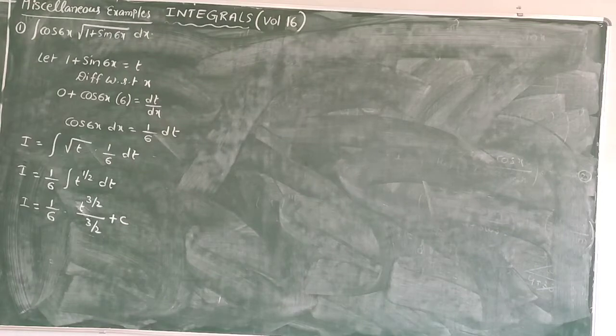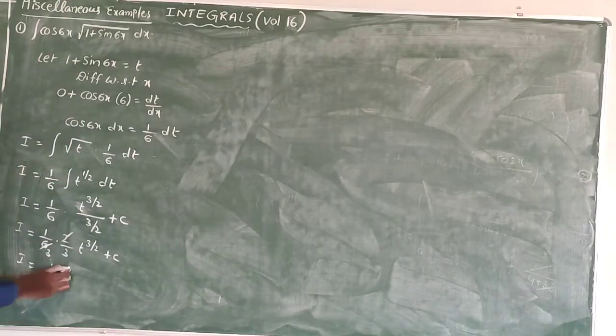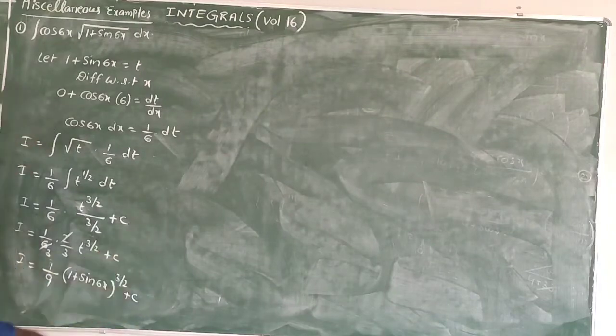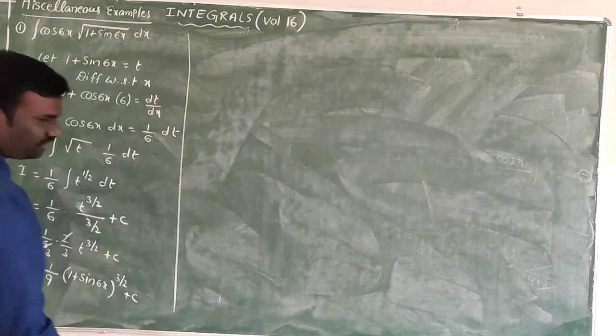Okay. Now I equals 1 by 6 into 3 by 2 goes to the numerator, 2 by 3 into t power 3 by 2 plus c. 2 ones are 2, 2 threes cancel. Then I equals 1 by 3 times 3 is 9. In place of t, I can substitute 1 plus sin x. Then (1 plus sin 6x) whole power 3 by 2 plus c. That is the answer for this first question.